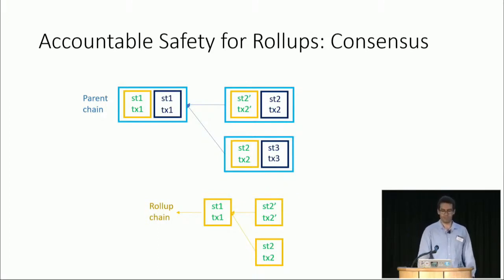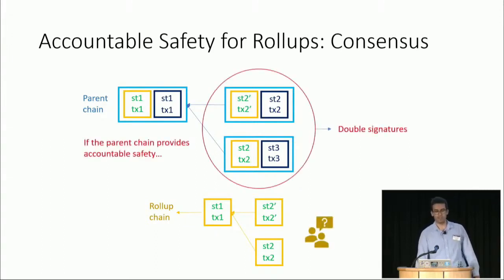Now, this is a safety violation, and my guarantees tell me I should be able to identify the malicious parent chain validators. And indeed, because there is a fork here, I can identify these malicious parent chain validators. If the parent chain provides accountable safety, then I will just look at these 2 blocks. I will look at the double signatures on them and say, hey, these are the malicious guys. So for this case, we are good to go.